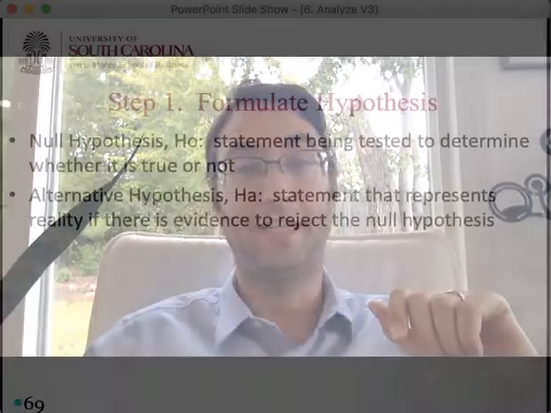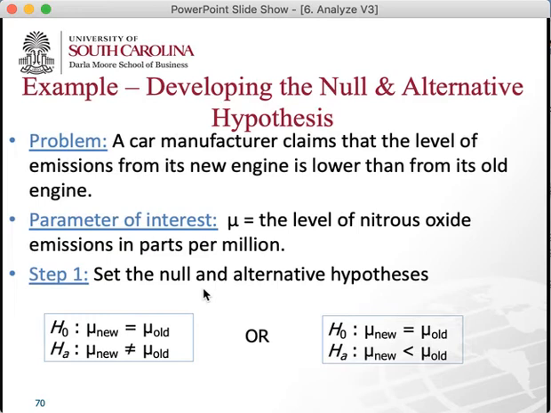It's something, wow, that's cool to know. So that's the alternative. The null is the dull one, and the alternative is the fun one. Yeah, you can say that, if you have fun with stats, which I do, of course.